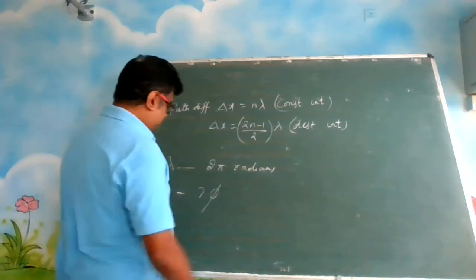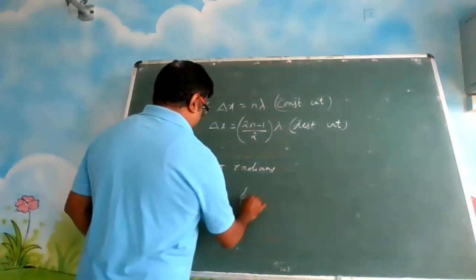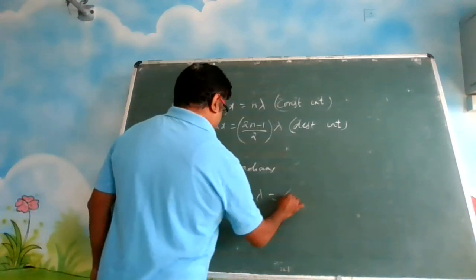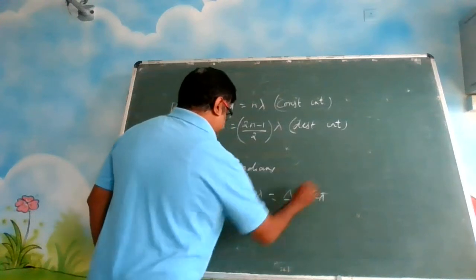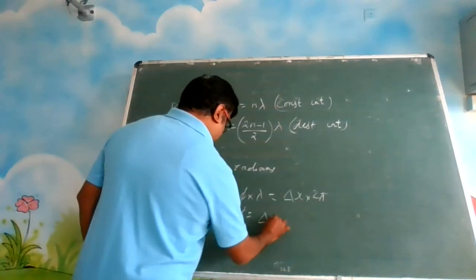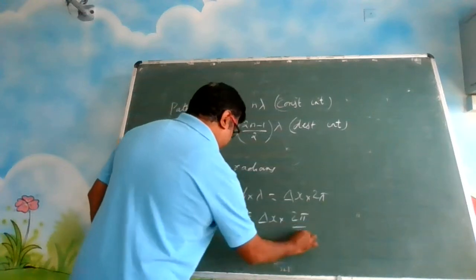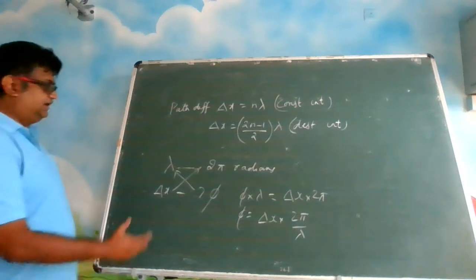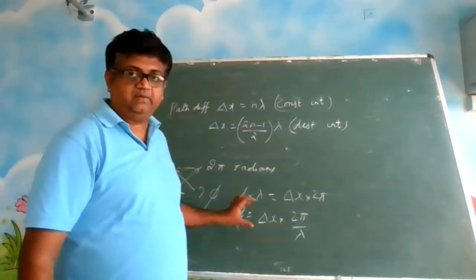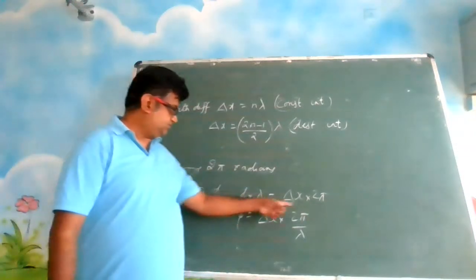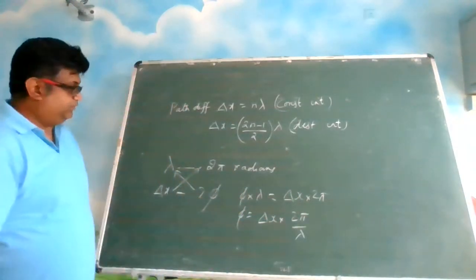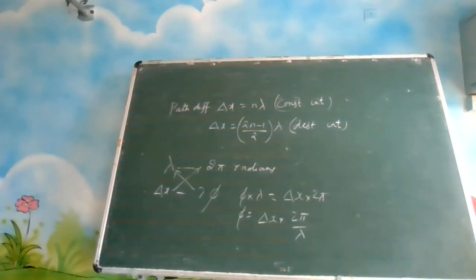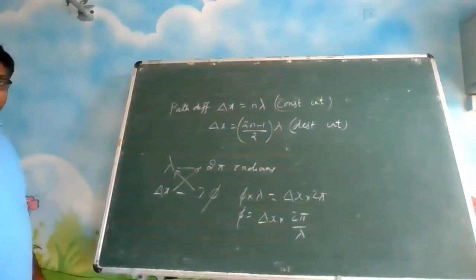How much angle? So here phi into lambda cross multiply is equal to delta x into 2 pi. So phi will be equal to delta x into 2 pi by lambda. Okay? So if you know delta x, corresponding phi value can be calculated. Just write it, take a screenshot.